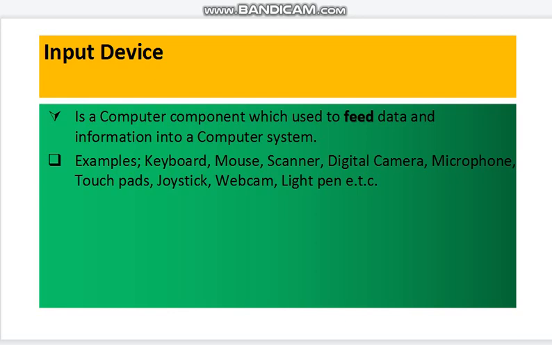So let's start talking about a few of the input devices. As we already said, an input device is a computer component that is used to feed data and information into a computer system. Examples we've already seen, like the keyboard as the main input device, and the mouse. Others are scanner, digital camera, microphone, touchpads, joystick, webcam, light pen, etc. So you can notice that any device that inputs information to a computer is generally known as an input device.